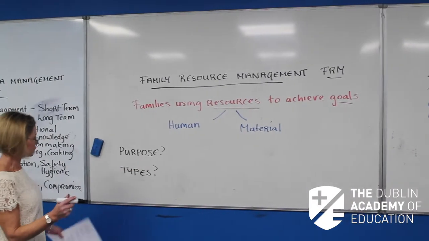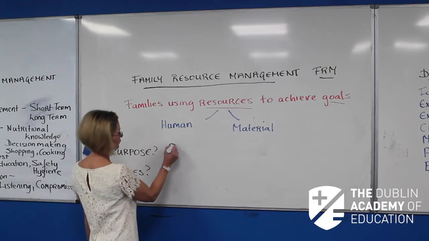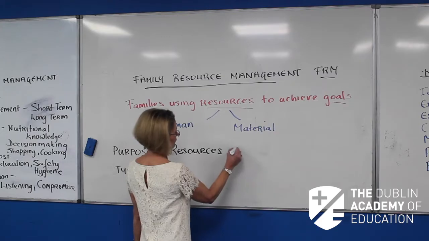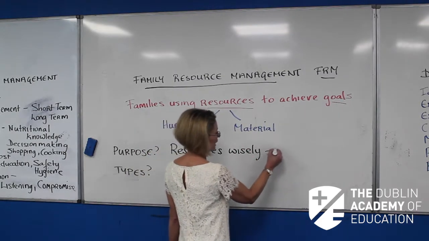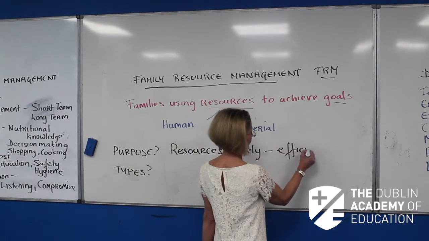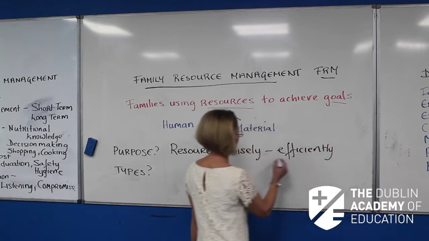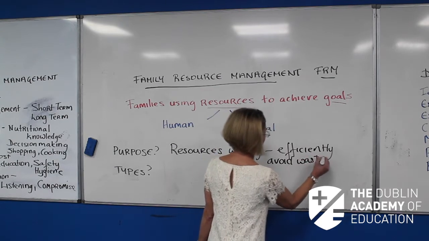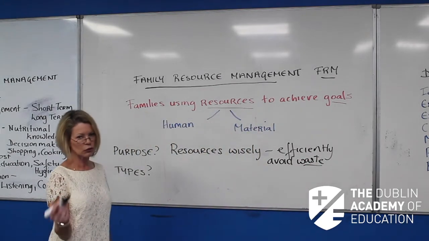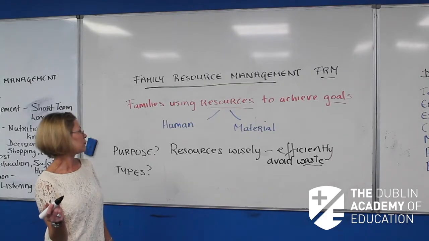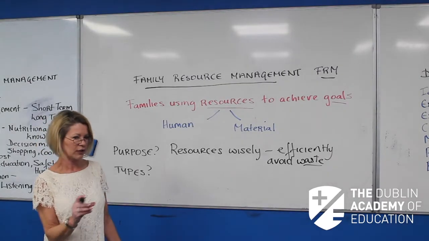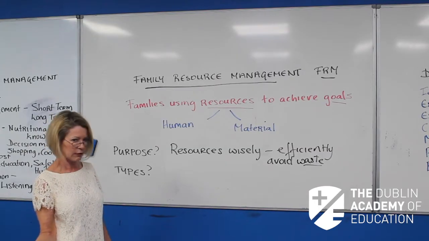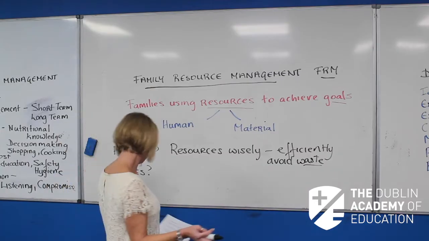So what's the purpose of family resource management? Well, its purpose really is to make families use resources wisely, efficiently, and to avoid waste. And the waste is also human resource, wasting our time, taking too long to do something, not doing it efficiently, but also not wasting material resources like food, for example.